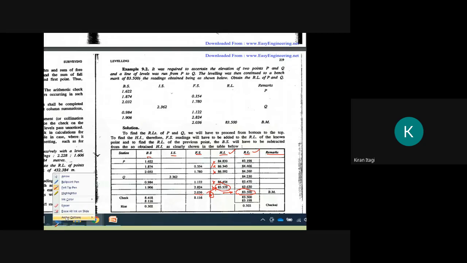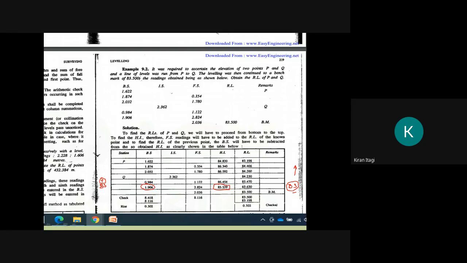Okay, so I will erase this one. Here we have got the height of the instrument. Now how will you determine the RL? Here 85.539, and here we have the back side. In the previous problem, for back side we were adding, but in this problem for back side we are subtracting, because we are going in a reverse order.